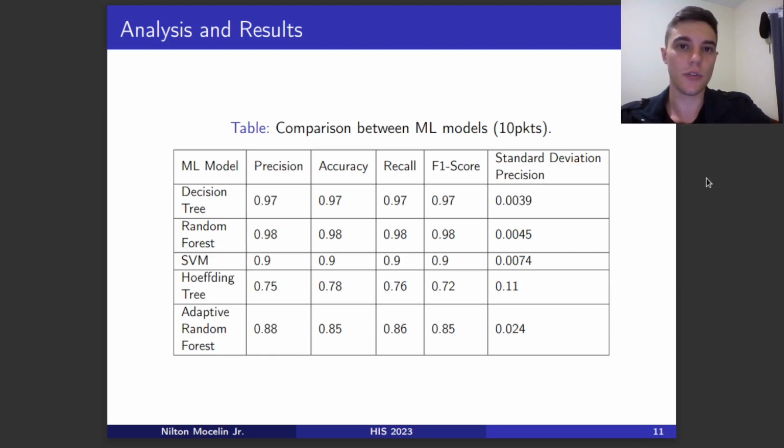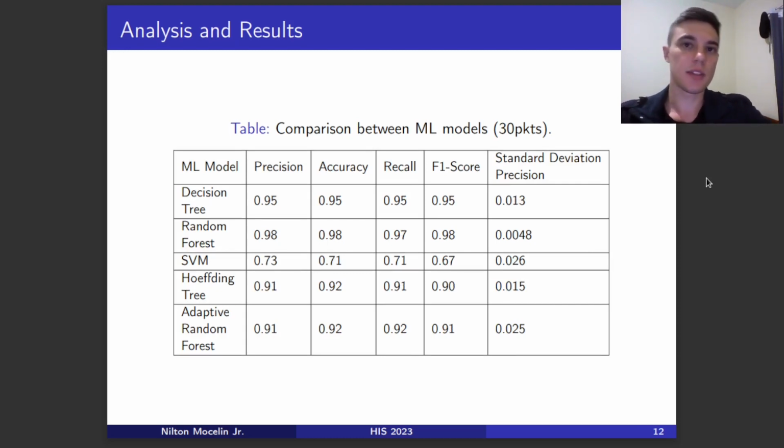So after the cross-validation iterations, we obtained these results. For the scenario of samples with 10 packets, we have the random forest and the decision tree models with the best performance, with very low standard deviation, while the streaming-based models didn't have very good results. The decision tree got 97% of precision, the random forest 98%, the SVM 90%, while the Hoeffding adaptive tree 75%, and the adaptive random forest only 88% of precision.